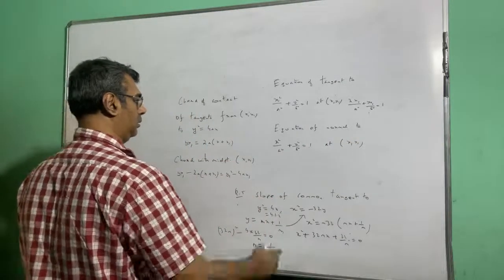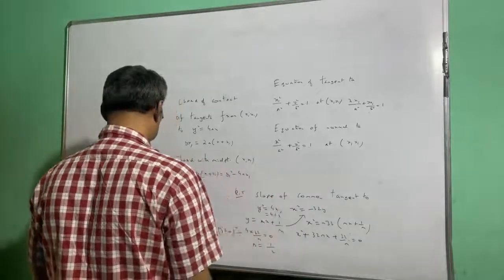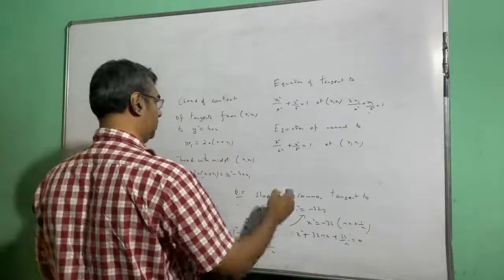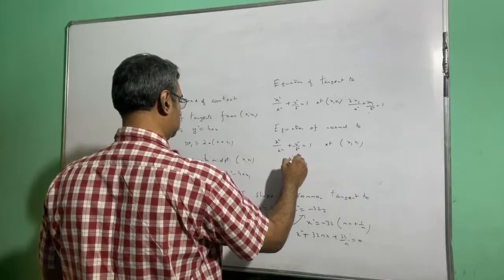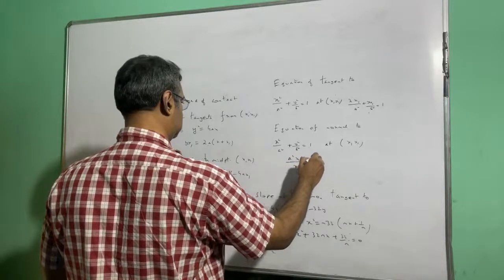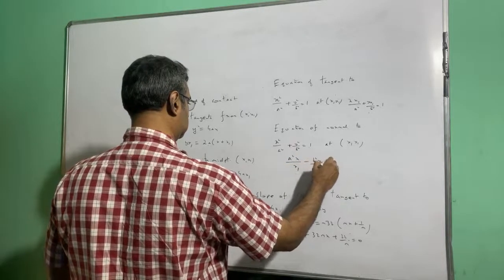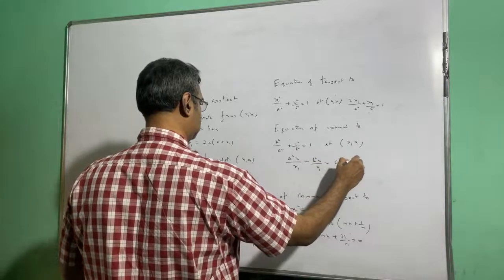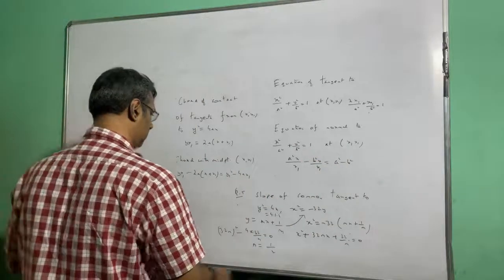Then the equation of normal to this ellipse at x1, y1. This is the normal.